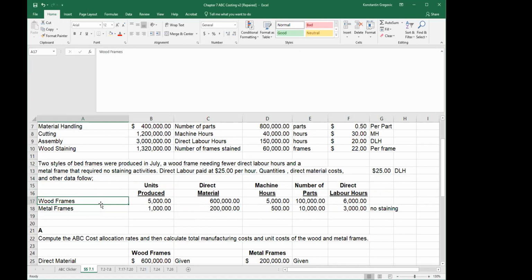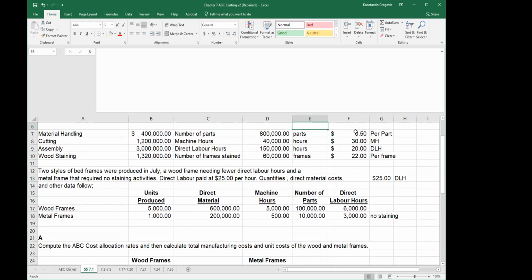So basically, they give you the wood frames and the metal frames. Total units produced: wood frames 5,000, metal frames 1,000. You've got your direct material costs for both wood and metal. Here are your machine hours, 5,500. Here's your number of parts: 100,000 for wood, only 10,000 for metal. And then you've got your direct labor hours, 6,000 for wood, 3,000 for metal. So question A: compute the ABC cost allocation rates and then calculate the total manufacturing cost and the unit cost for wood and metal.